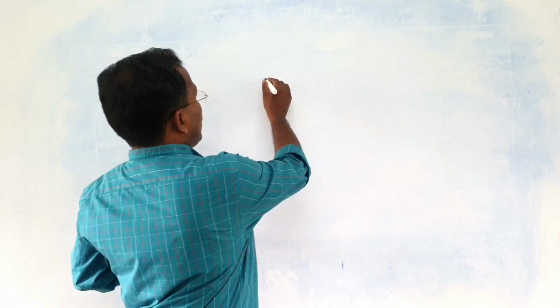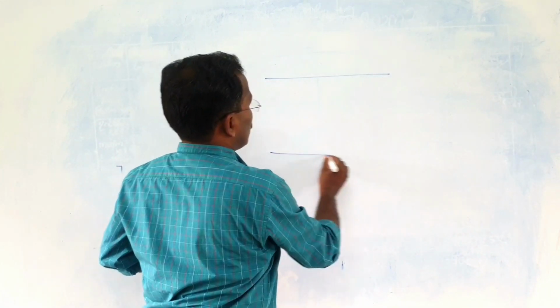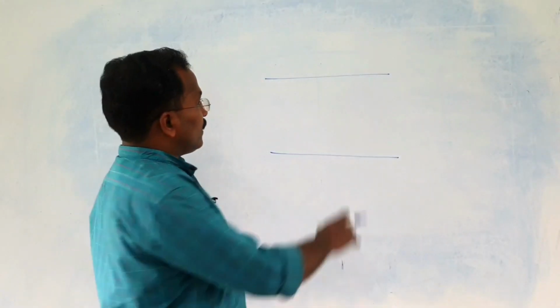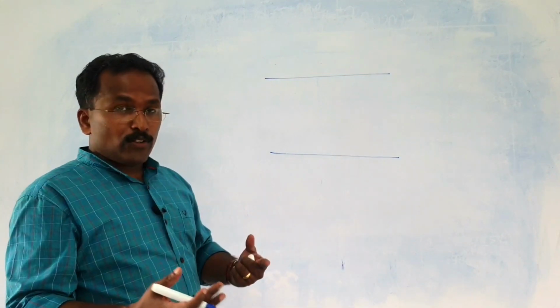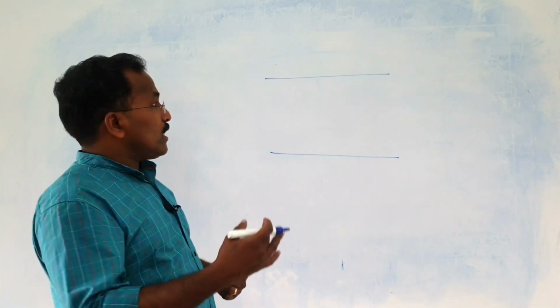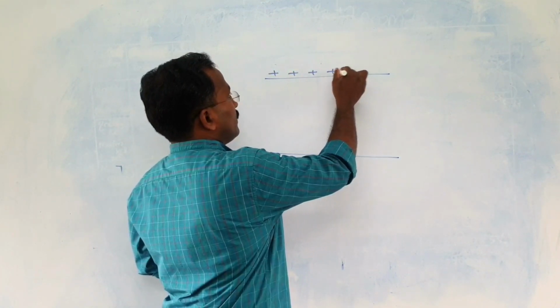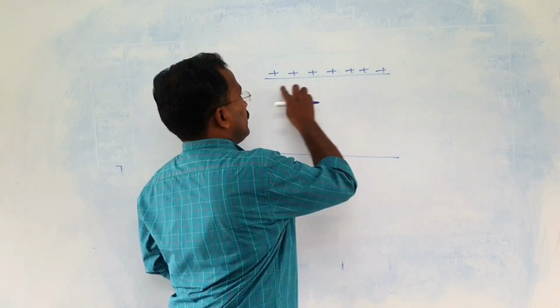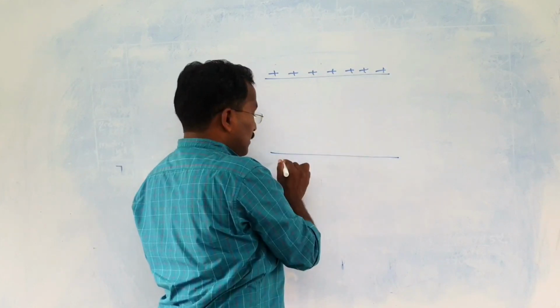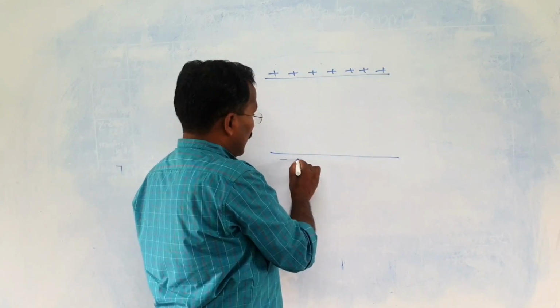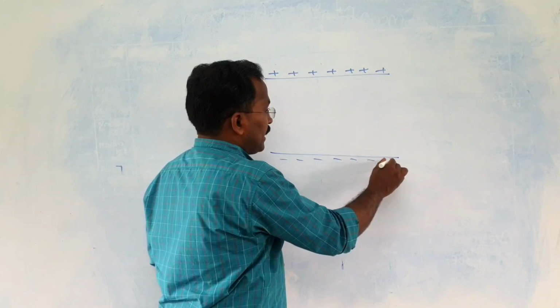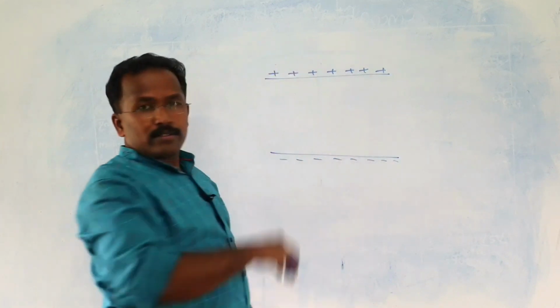Just imagine you need an area here. In this area, you need an electric field. For that, what we will do is accumulate positive charge on this. This is a copper plate. This is also a copper plate. And I go for accumulating electrons here and protons here.